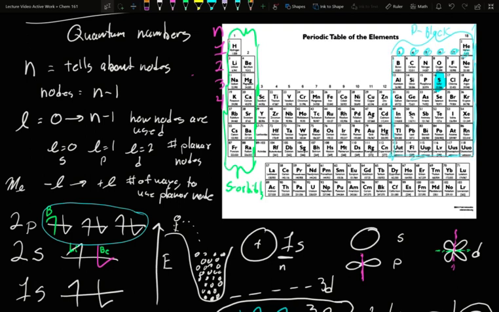These shapes fit those descriptions, and we can identify them by knowing the n value, the L value, and eventually the m sub L. The periodic table itself is set up to represent these. The left 2 columns are s orbitals, the right 6 are p orbitals, and the middle is the d orbitals. And we will talk more about the d orbitals in another video.